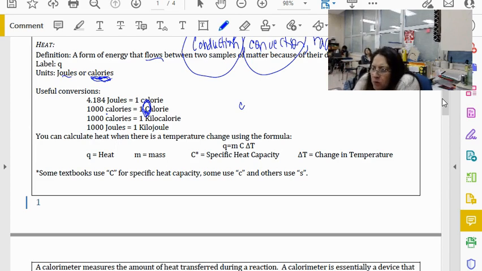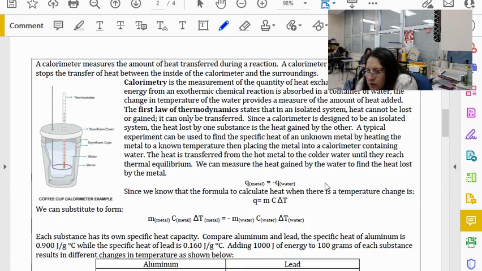All right. So some books use C for specific heat. A few of them use S. I've never really seen S, but C is most commonly what's seen.